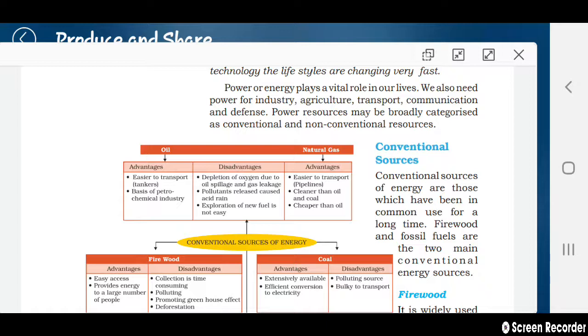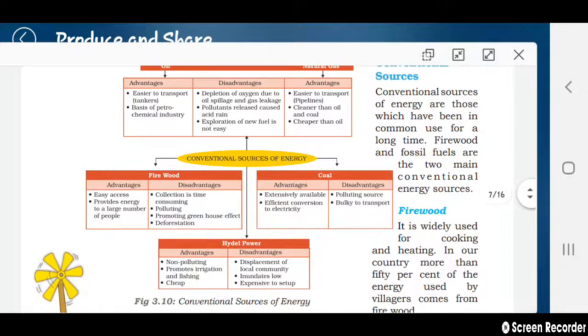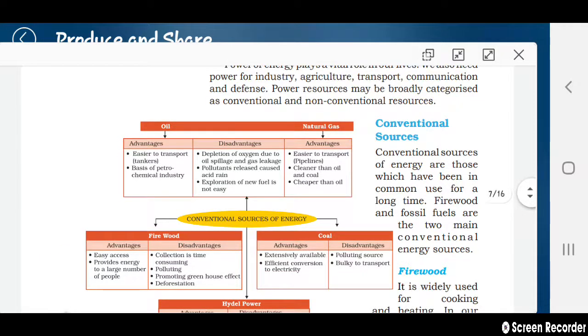First, I will explain conventional sources of energy. Conventional sources of energy are those which have been commonly used for a long time. From a long time we use these resources like firewood and fossil fuels. They are the two main conventional energy resources that we use.